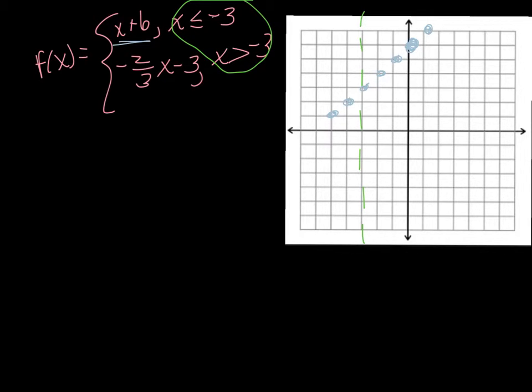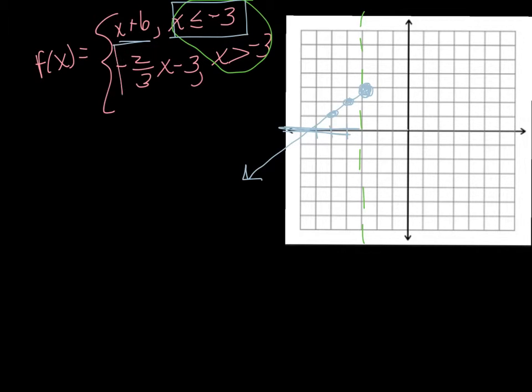Now, I want the piece where x is less than or equal to -3. That's on this side of the dotted line, -4, -5, -6. So I'm going to go ahead and erase all the points that are on the other side of the dotted line. Here I'm going to have a solid circle because its x is less than or equal to -3. And then I'm going to draw my line, and there it is.